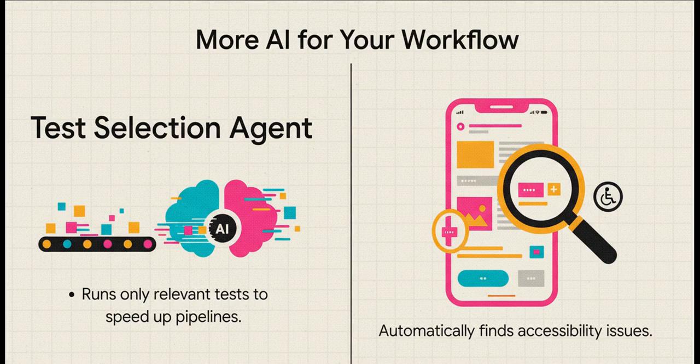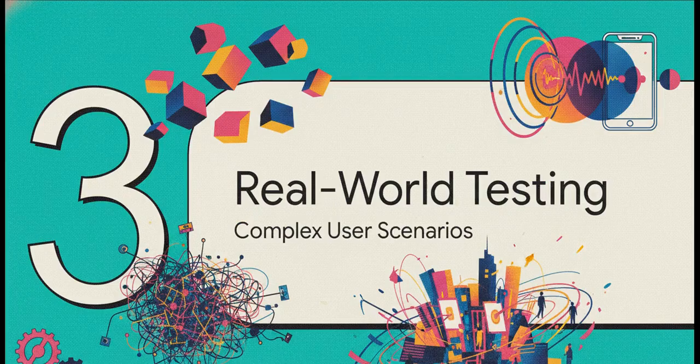And there's an A1Y AI agent that automatically finds common accessibility issues while your tests are running. Super important. All right, so we've got the devices and we've got the AI keeping our tests from breaking all the time. But now let's talk about testing for how people actually use their phones out in the wild. The messy, unpredictable stuff. Think about it.